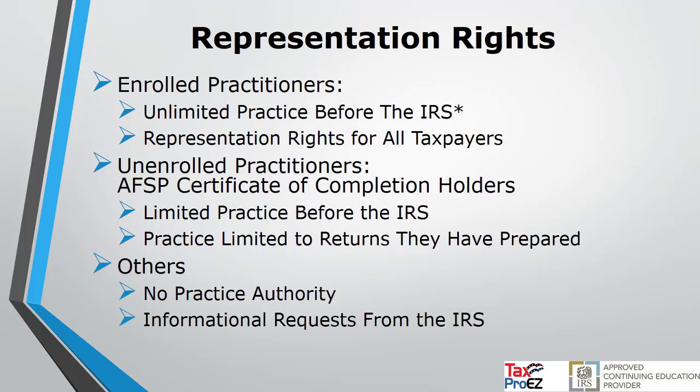Unenrolled practitioners are a special category of practitioners that hold the annual filing season program certificate of completion. They have limited practice rights before the IRS. They can only represent a client at the very first level within the IRS. They cannot do an appeal and they cannot go beyond that.